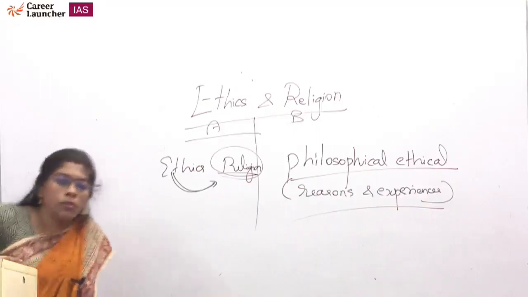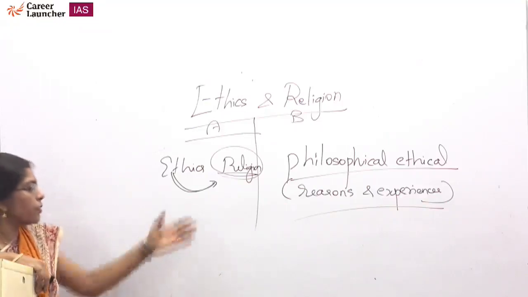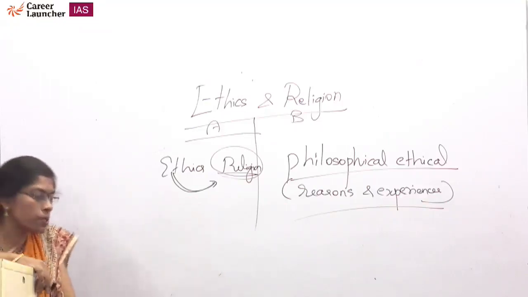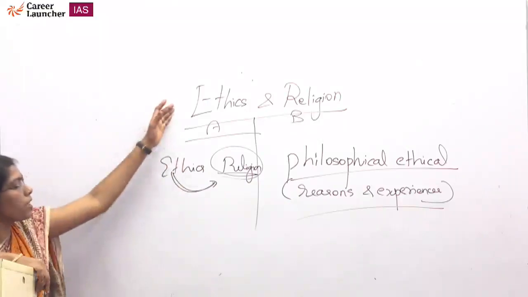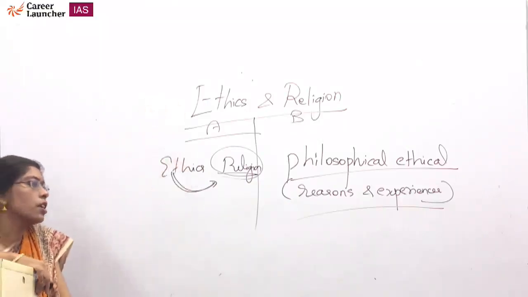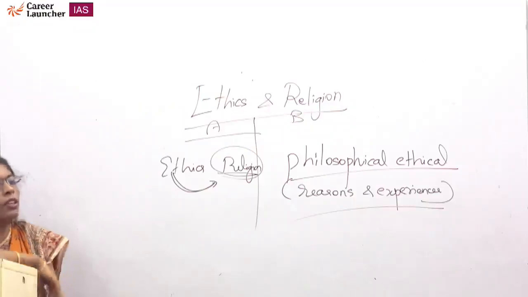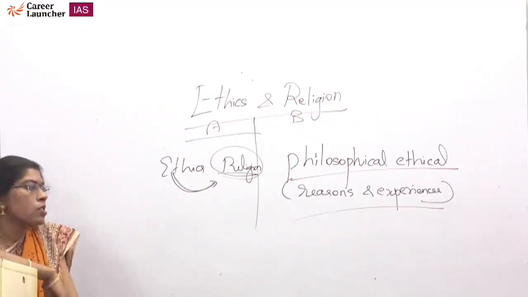Let me tell some examples which you have to know. Lastly we will conclude. Questions are appearing like this: ethics and law, ethics and this, that's how they ask. So far ethics and religion has not been asked, but sometimes they may ask in a different format. That's why I am giving some points so that you can use them when the question appears.